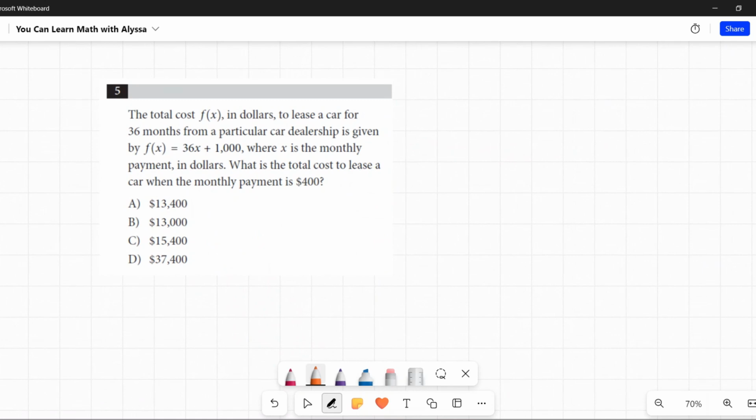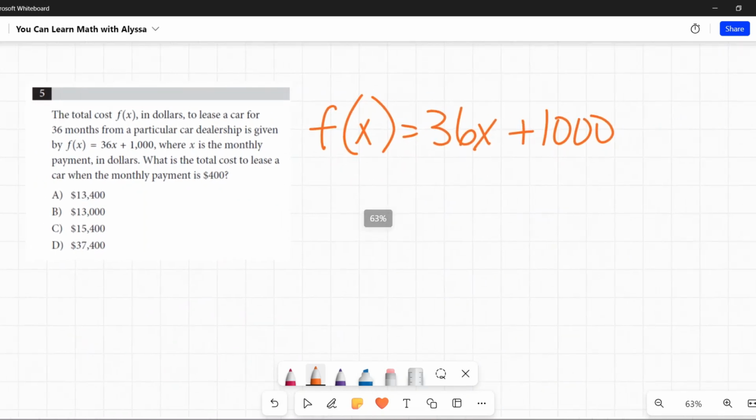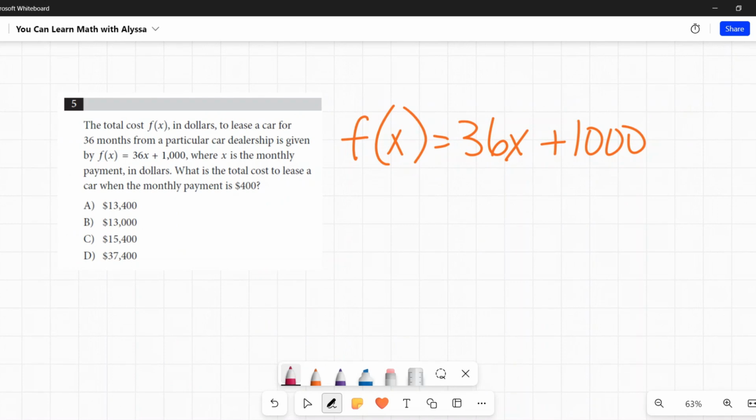Number 5, the total cost f of x in dollars to lease a car for 36 months from a particular car dealership is given by, and I'm going to write it over here to the side as well, f of x equals 36x plus 1,000, where x is the monthly payment in dollars. I'm just going to make a little note of it right here. This is the monthly payment, in dollars. What is the total cost to lease a car when the monthly payment is $400?